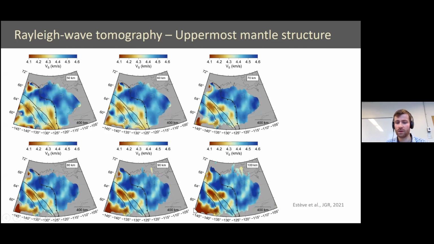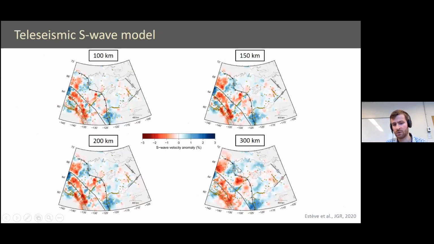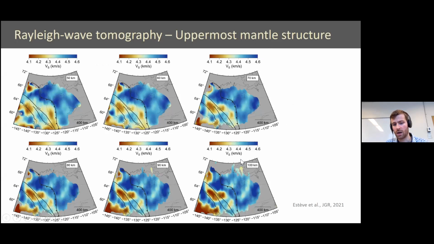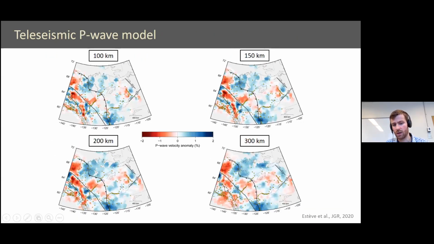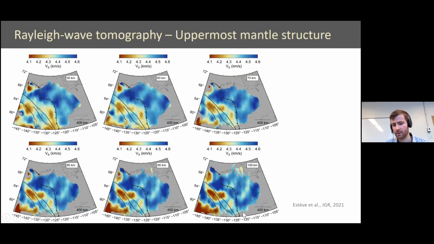What we see, for example, at 100 kilometers depth, which is what we can compare, is that we observe some of the same features here too. For example, in northern Yukon, we have this high velocity region that's also present in the teleseismic S-wave model and the teleseismic P-wave model. This low velocity region here between the Tintina fault and the Denali fault is also present in the teleseismic S-wave model and in the teleseismic P-wave model. And the southern part of the northern Canadian Cordillera appears to be fast too.